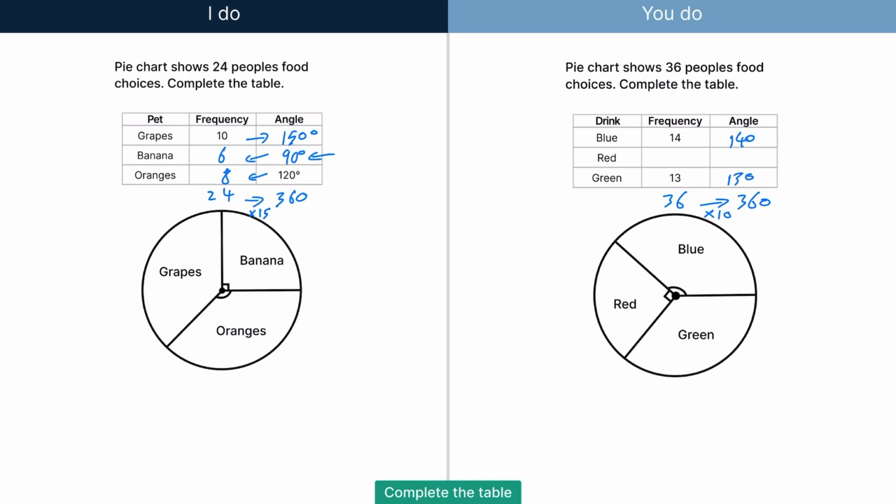And we know there's 36 people altogether. So if I subtract that from 36, this becomes 9, because I can do 14 plus 13 minus 36. And then that missing angle, so that's 140 plus 130, which is 270, which means the missing angle must be 90. And that is that.